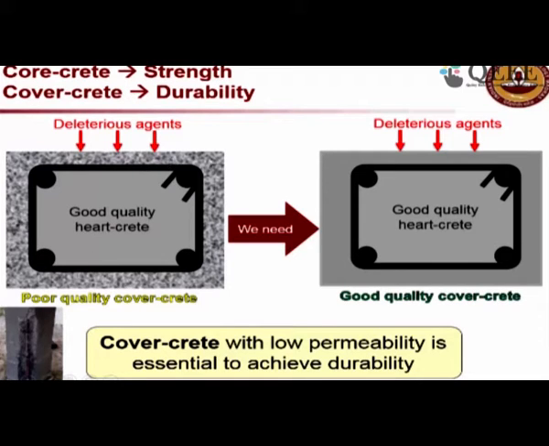Why this happens, as in the case on the left side, is because we don't normally cure the concrete properly. So curing becomes very essential to ensure you have a durable structure. The takeaway from this slide is that covercrete with low permeability is essential to achieve durability. Low permeability means it should be resistant against chloride, oxygen, moisture, carbon dioxide, sulfates, etc.